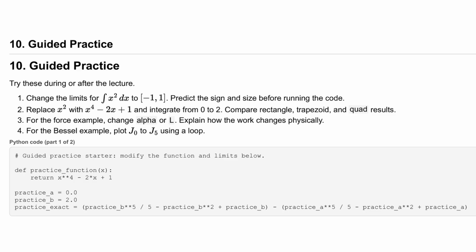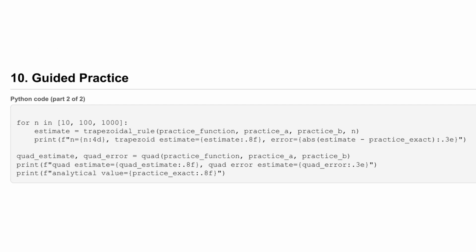Now it is your turn to practice. I encourage you to modify the limits and functions in this starter code. Try integrating a higher order polynomial and comparing the basic trapezoidal estimate to the exact analytical answer. The loop provided here evaluates the trapezoidal rule for 10, 100, and 1000 intervals. It then compares those basic estimates against the advanced quad function and the exact analytical solution.